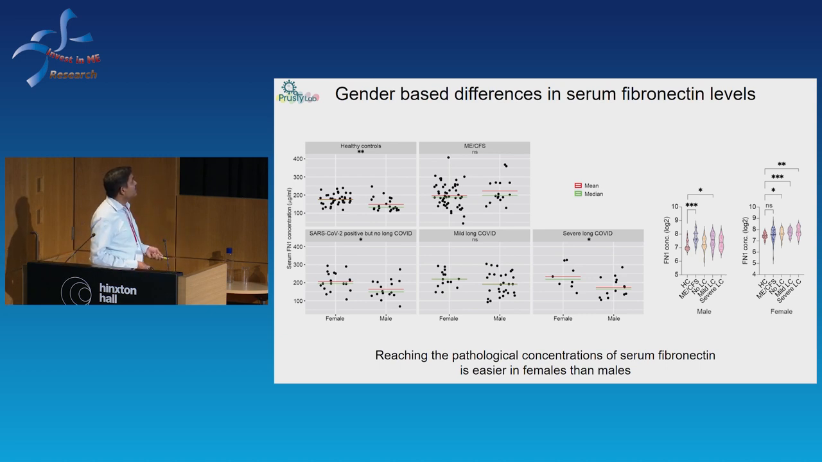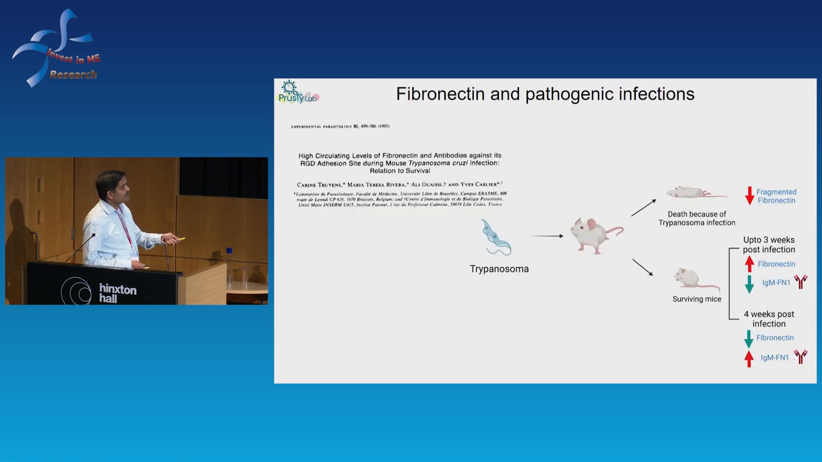And there is an interesting correlation over here also, again, I'm talking about serum fibronectin here. There is a trend that female individuals tend to have more fibronectin than male individuals. So if we say that there is a pathological level of fibronectin, then it seems that it is much easier for females to reach that pathological amount of fibronectin than males. Again, you can see that over here also.